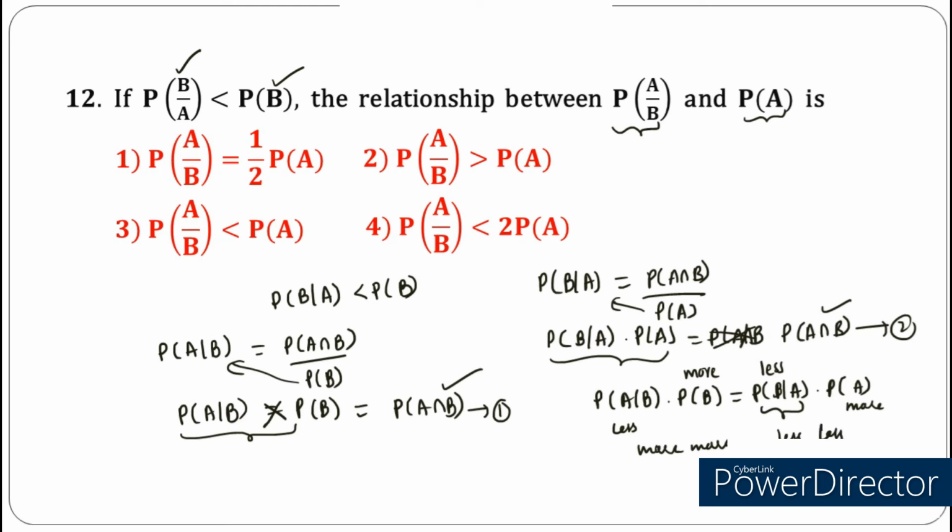Less into less, obviously you'll get less. More into more, you'll get more. So to balance, if one quantity is less here, one quantity has to be more. This means P of A has to be more, P of A into A bar B has to be less. So which option? P of A bar A is less than P of A, because P of A is more, you can see here. Right?